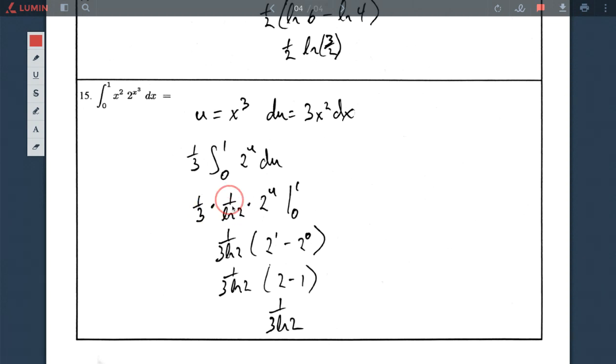I put this together out here, which is 1 over 3 times the natural log of 2. I plug in 1, which gives me 2 to the first. I plug in 0, which gives me 2 to the 0. 2 to the first is 2. 2 to the 0 is 1. 2 minus 1 gives me 1. So that's just 1 times this, which gives me 1 over 3 times the natural log of 2. Again, we could move the 3 up here to the exponent, and it could be the natural log of 8. So that could be a possible answer.